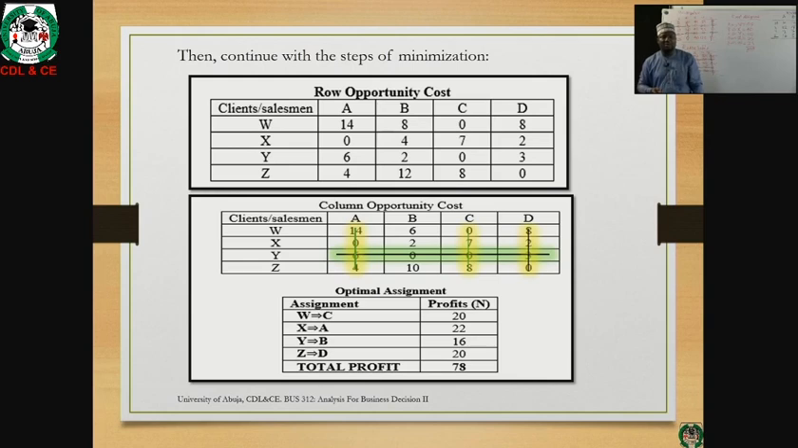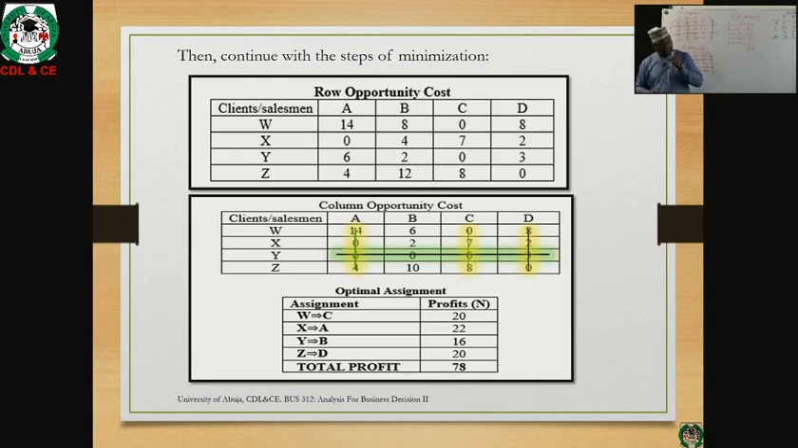Then we have the column opportunity cost table. Then in the column opportunity cost table, what do you do? You rule. And in ruling, the solution is optimal because the ruling results in 4 straight lines, which tallies with the dimension of the 4 by 4 matrix given. So the solution here is optimal. There is no need for the revised table.